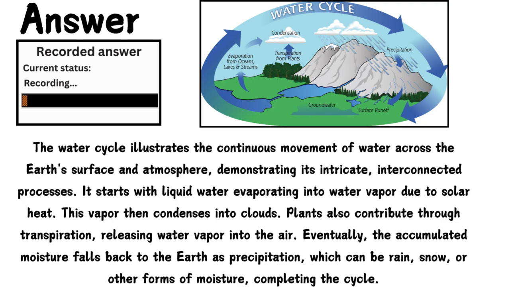The water cycle illustrates the continuous movement of water across the Earth's surface and atmosphere, demonstrating its intricate, interconnected processes. It starts with liquid water evaporating into water vapor due to solar heat. This vapor then condenses into clouds. Plants also contribute through transpiration, releasing water vapor into the air. Eventually, the accumulated moisture falls back to the Earth as precipitation, which can be rain, snow, or other forms of moisture, completing the cycle.